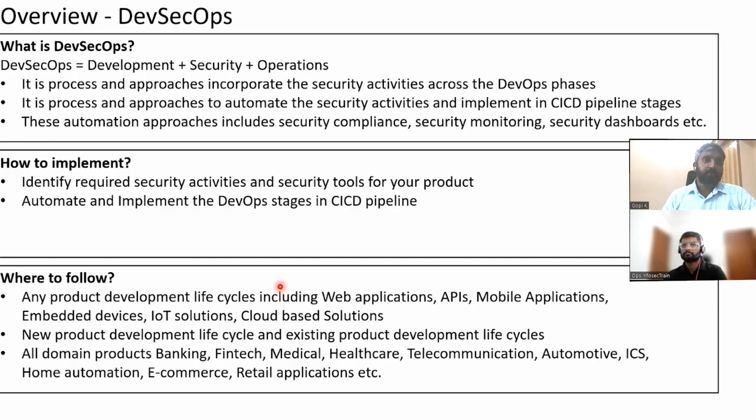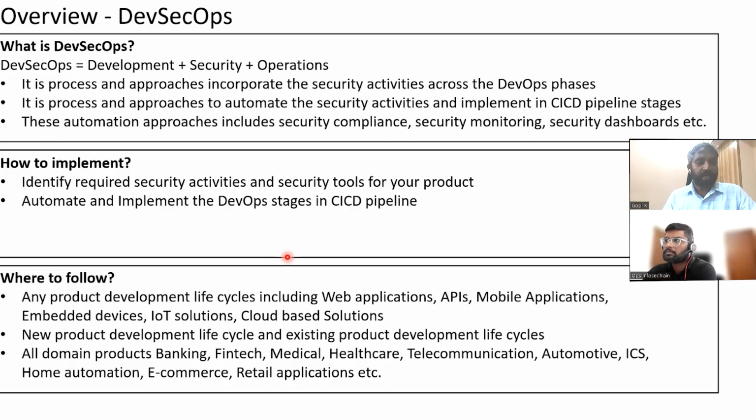Sure. DevSecOps is development, security, operations: the security activities we can incorporate with the development phases as well as the operations phases. It is a process and approach to incorporate security activities across the DevOps phases. Again, it is a process and approach to automate the security activities and implement them in the CI/CD pipeline. These automations should cover security compliance, security monitoring, dashboard and security testing, the end-to-end activities. So how we need to implement SecOps practices with the DevOps pipeline.